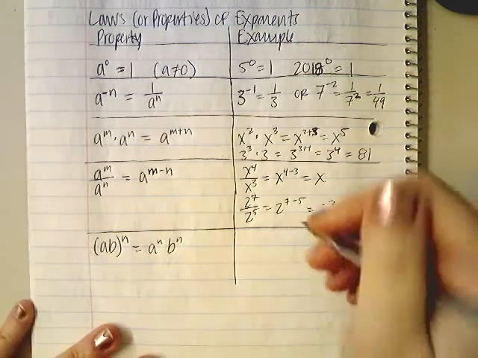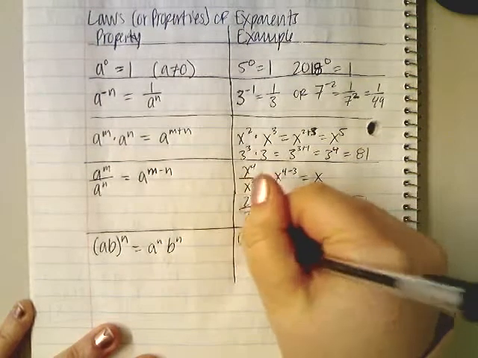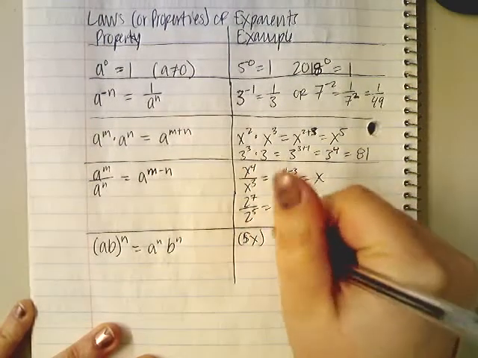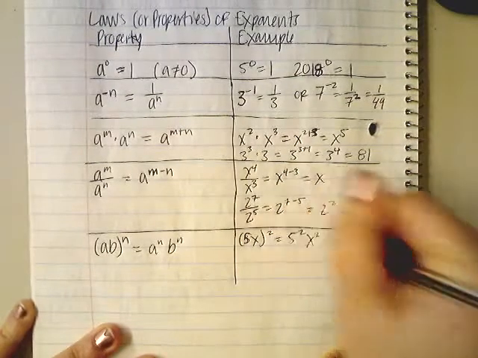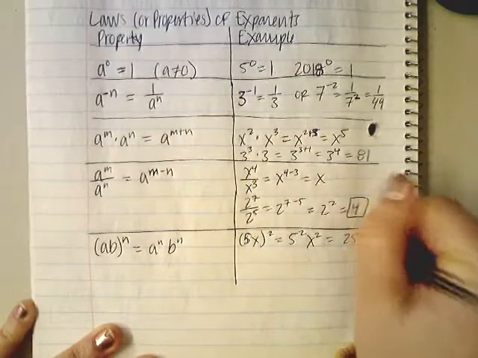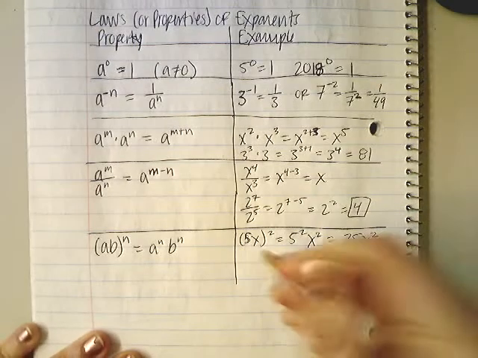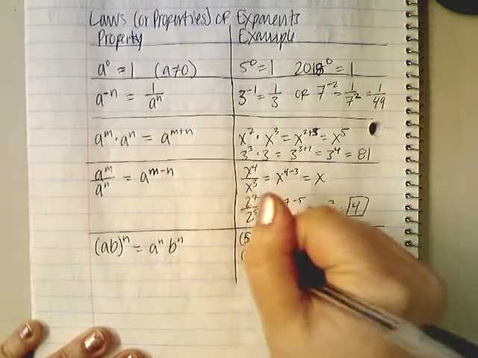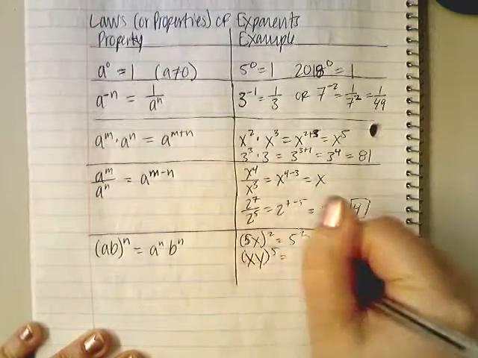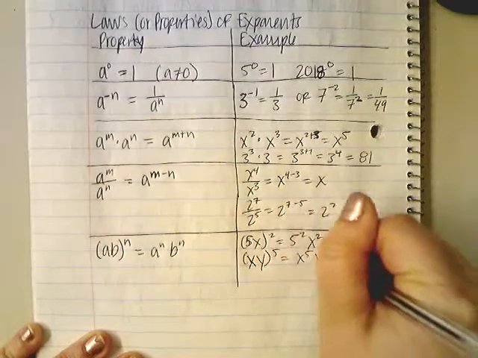All right, so what this looks like, if I had something like 5x, that whole thing squared, I could rewrite that as 5 squared times x squared, which would be 25x squared. Could also just work with variables. So if I had something like xy to the fifth, I could rewrite that as x to the fifth, y to the fifth.